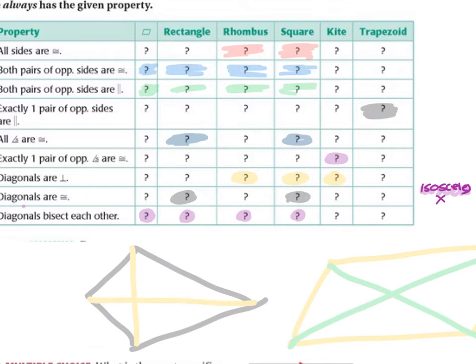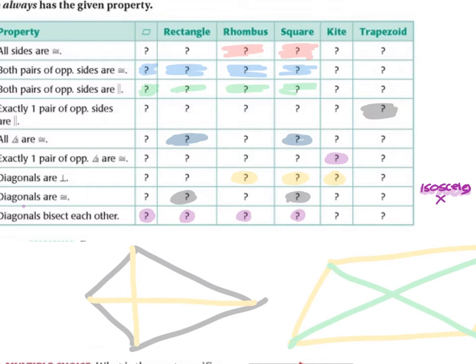It's a sometimes. A rhombus is a kite. When is a rhombus a kite? Because a kite, by definition, has consecutive sides congruent. A rhombus has consecutive sides congruent. It just also has all sides congruent. So a square can also be a kite.